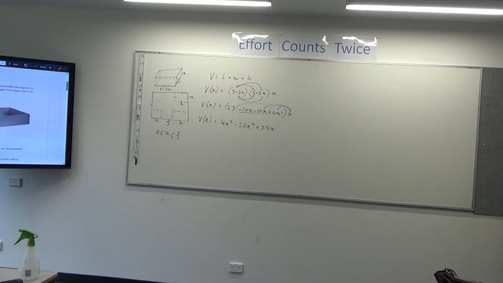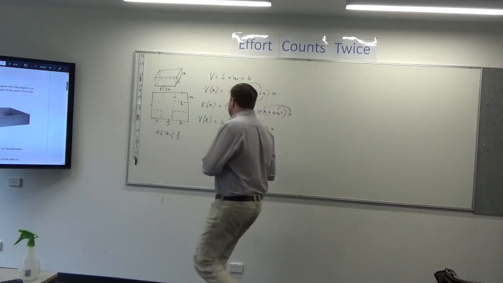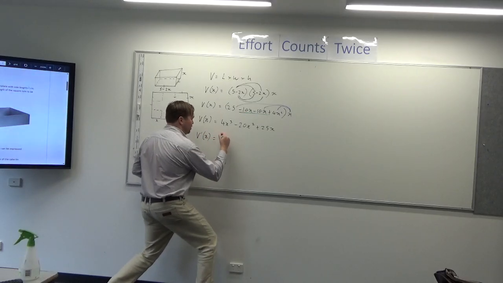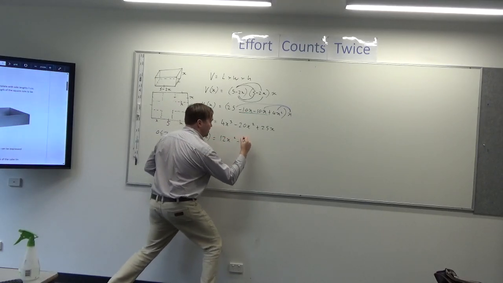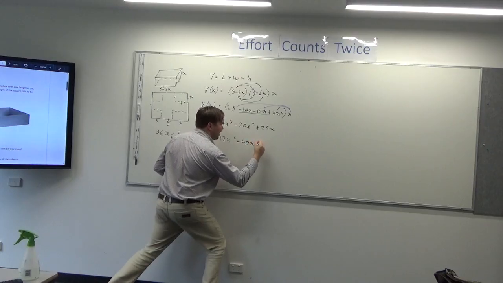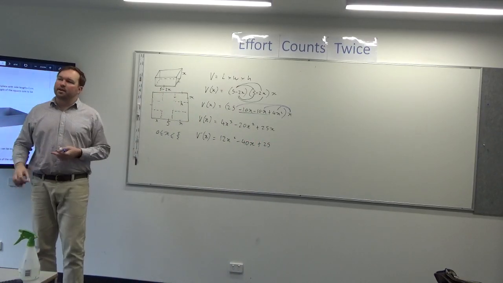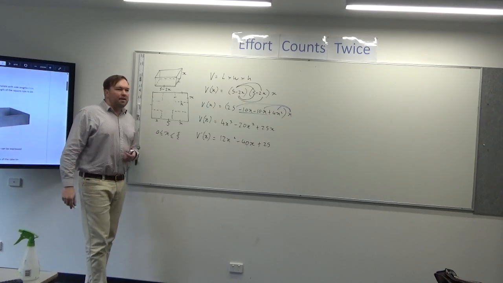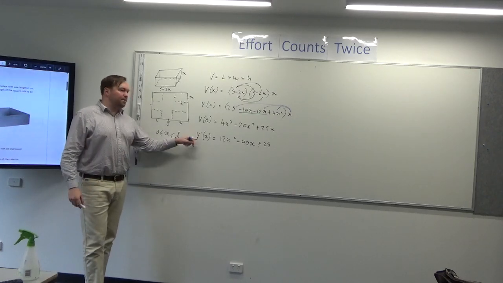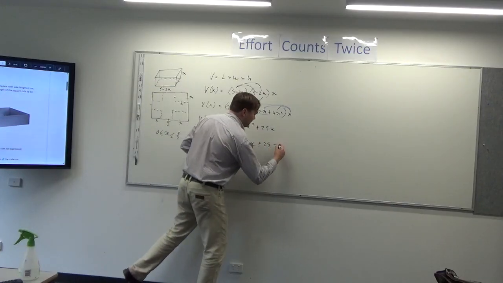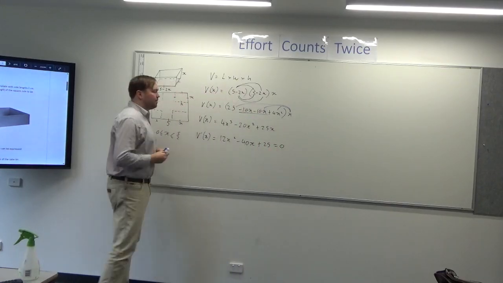Next step, we want to maximise this. So to maximise this, we find its derivative. V dash x is 12x squared, take 40x plus 25. Then to maximise, we set the derivative equal to 0 and solve this. So I'm just going to write a really ugly equals 0 on the other side.